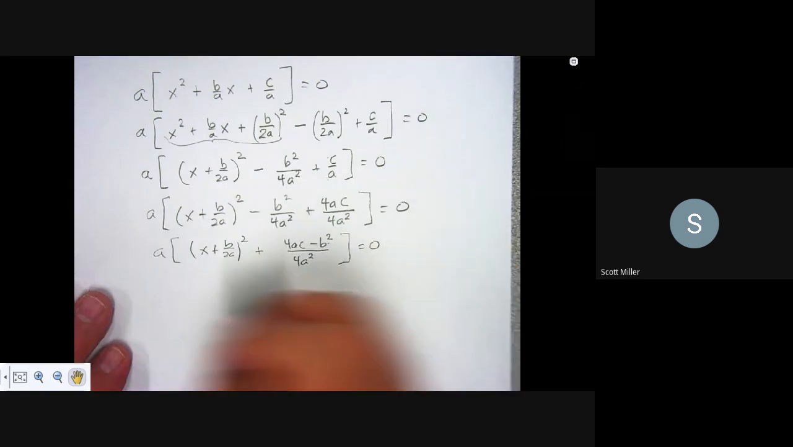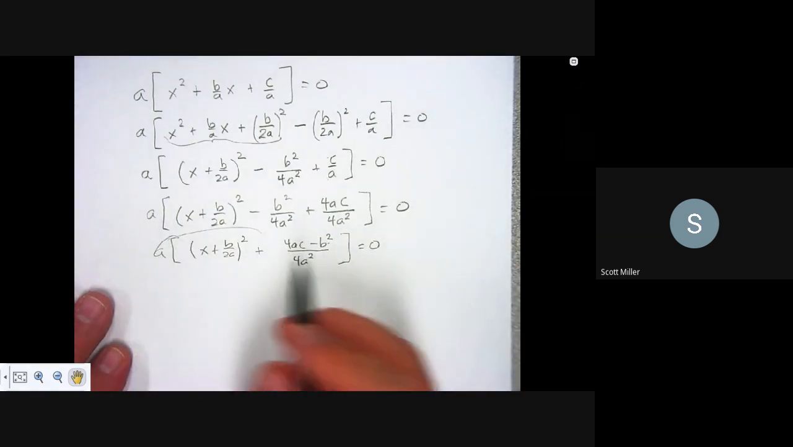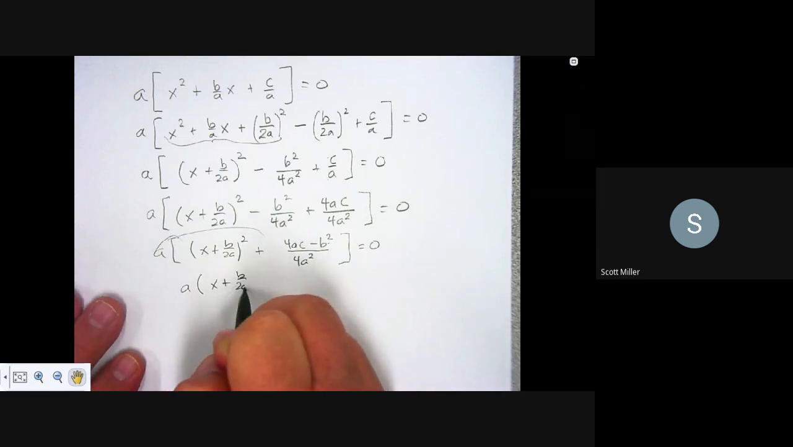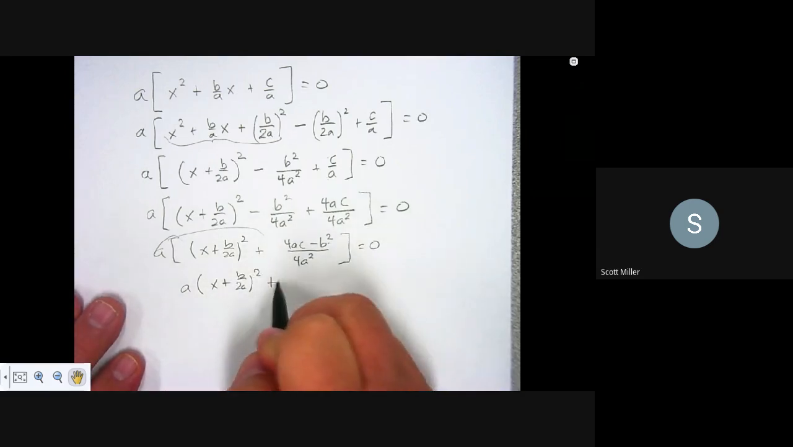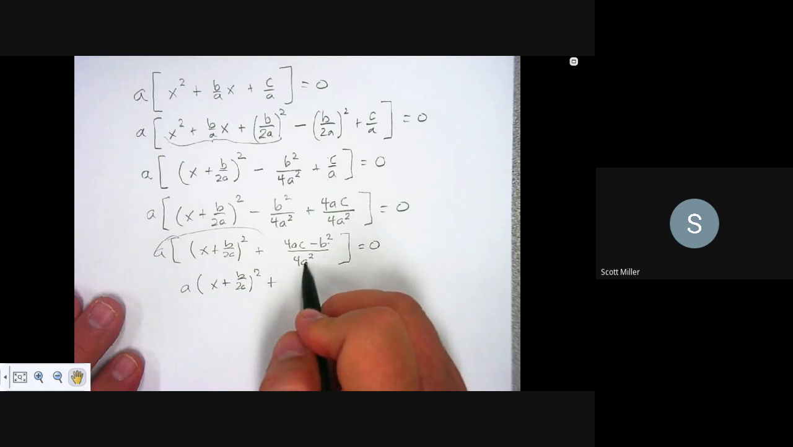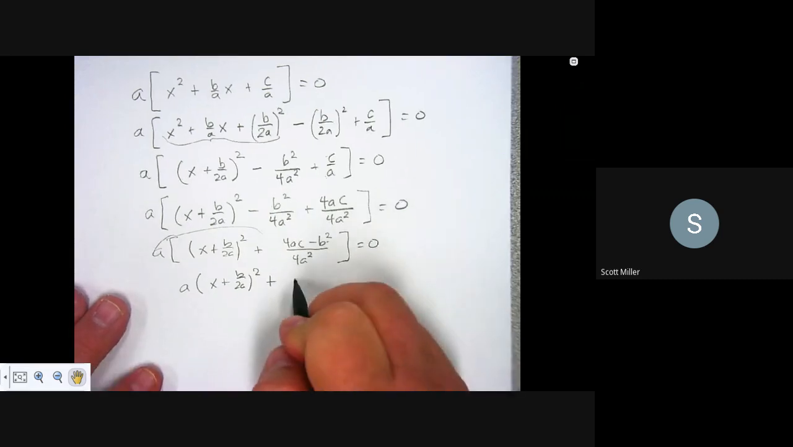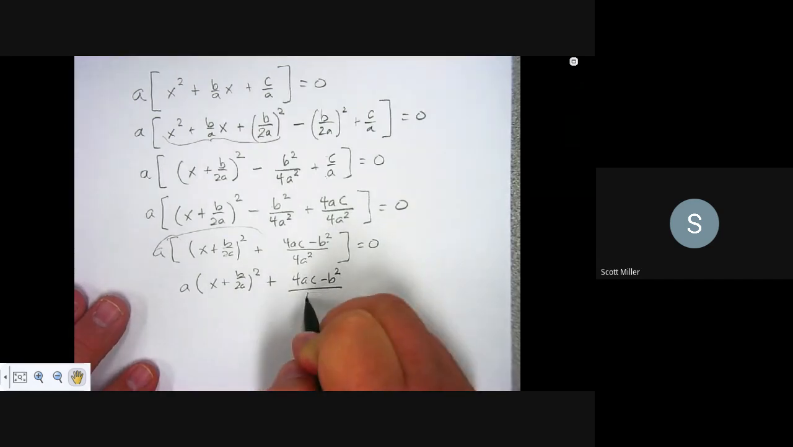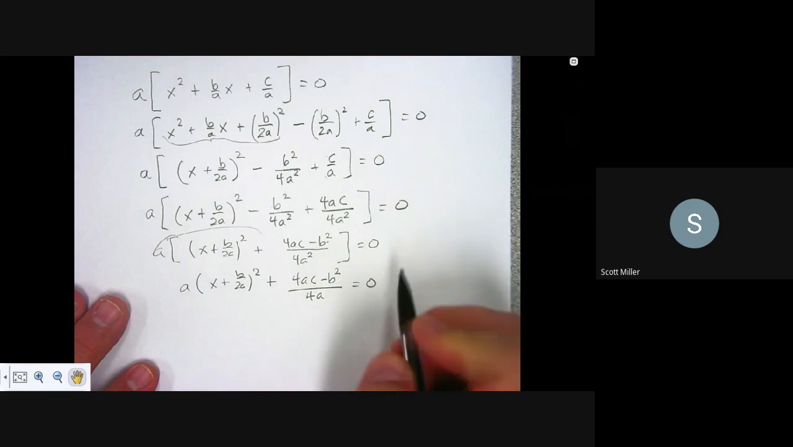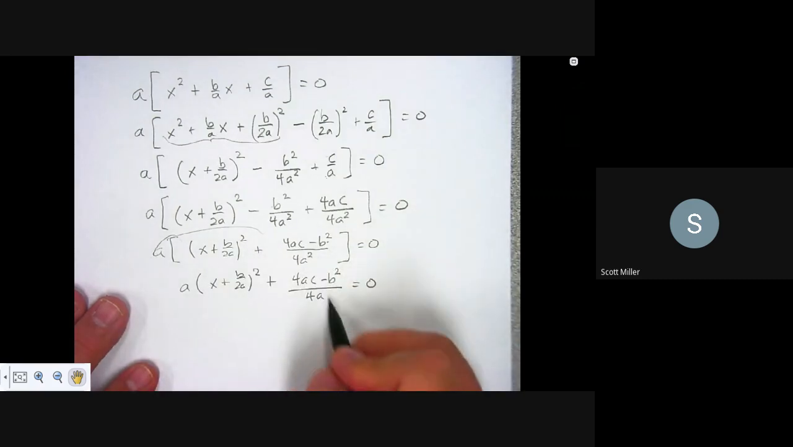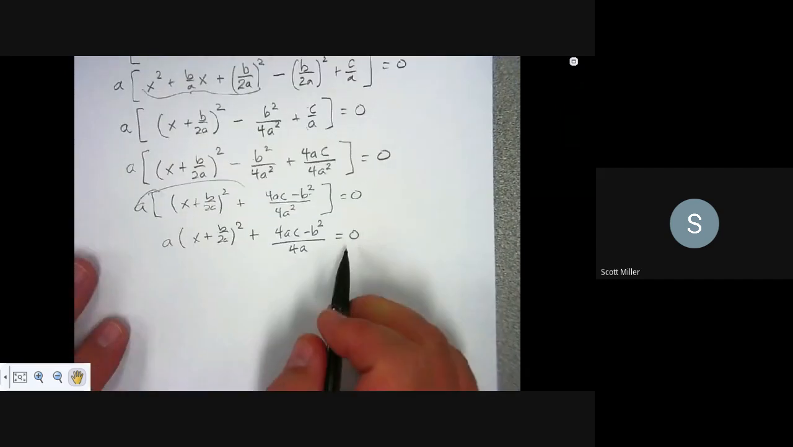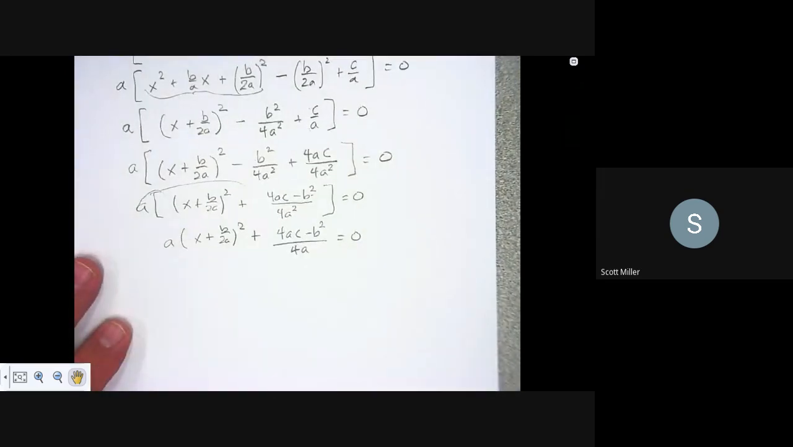All right? So then we're going to distribute the a back through like we did in the other one. So then this will be a times x plus b over 2a squared. Plus, and then a times this is going to cancel out or reduce one of the a's from the a squared in the bottom. So I'm still going to have 4ac minus b squared. And on the bottom, though, it's just going to be 4a, because one of those a's reduces one of those a's down on the bottom. All right, so now we have it into basically vertex form.